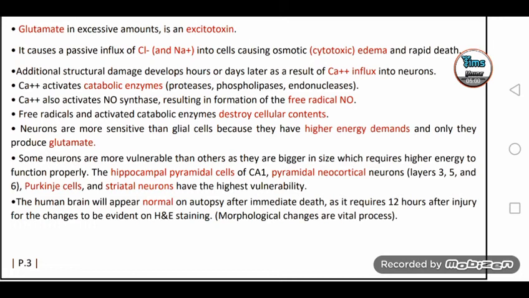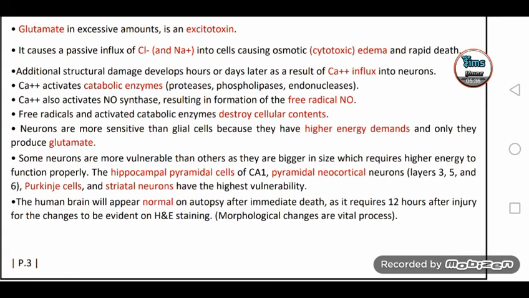So the human brain will appear normal on autopsy after immediate death. So if the human brain was injured, or these neurons were injured, and at the same exact time the patient died, the human brain will appear normal on autopsy because of the immediate death after the injury, as it requires 12 hours after injury for the changes to be evident on H&E staining.